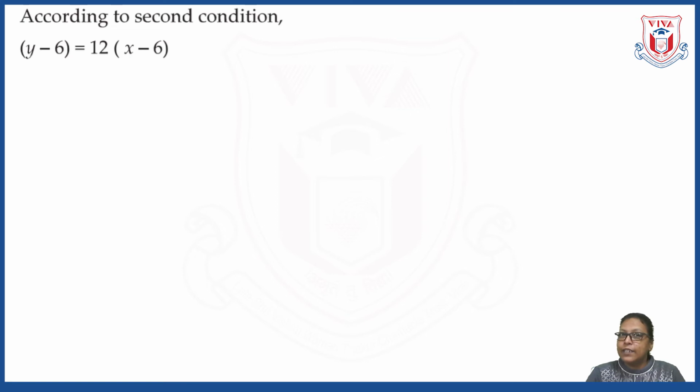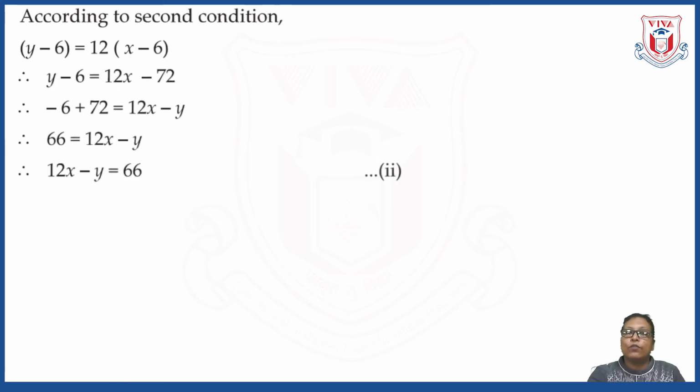So let us solve this. So when we solve this, what we are going to get? y minus 6 is equal to 12x minus 72. Now as I have said, convert it into the standard form. Okay, so you will observe that y is taken on the right hand side, at the same time 72 is taken on the left hand side. So we got minus 6 plus 72 is equal to 12x minus y.